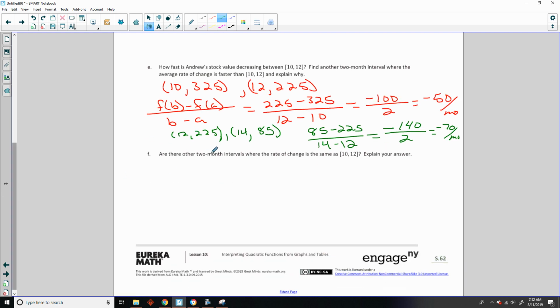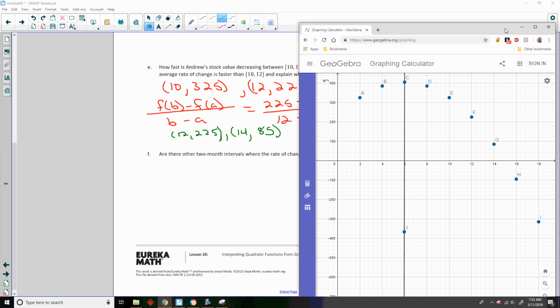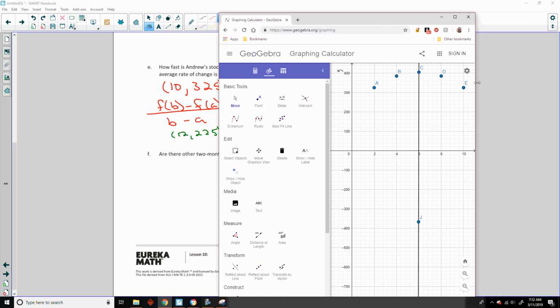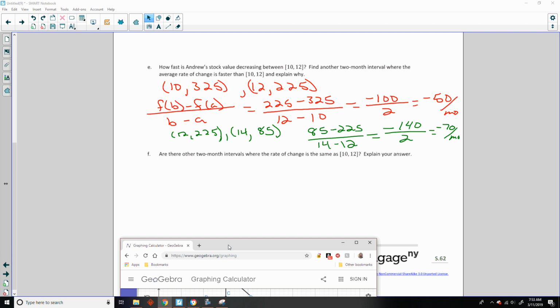F says, are there other 2-month intervals where the rate of change is the same as 10, 12, and explain your answer? Well, if this is a quadratic function, remember that the rate of change will be equal on either side of your axis of symmetry. So if I drew a line, let me pause this and do it behind the scenes. Okay, so it says, are there other 2-month intervals where the rate of change is the same as between 10 and the 12-month period, and explain your answer?